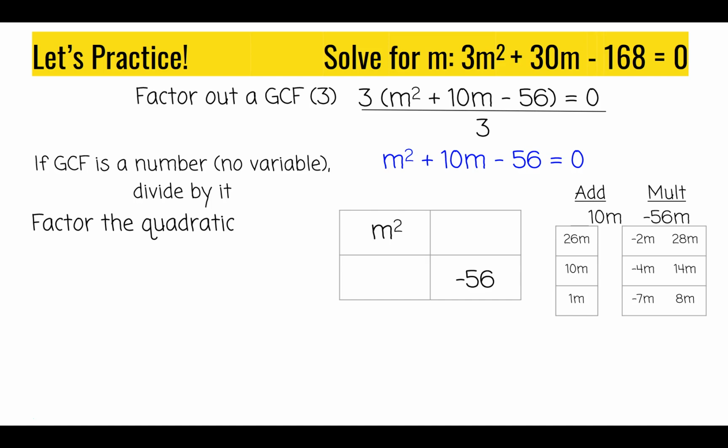That's the middle piece. So when it was in standard form, m squared plus 10m minus 56, the 10 gives you the add, the piece in the middle. Yep. And then the multiply is your diagonal multiplied together. All right, so we go with 4 and 14. To get negative 56, one of them has to be negative, right? We're going to make it negative 4 because 14 minus 4 gives us that positive 10 that we need.